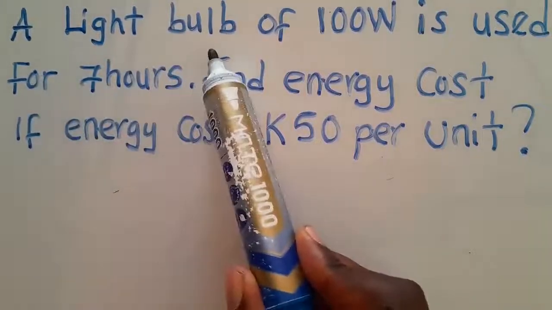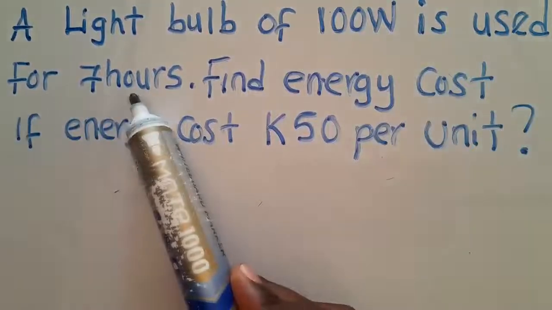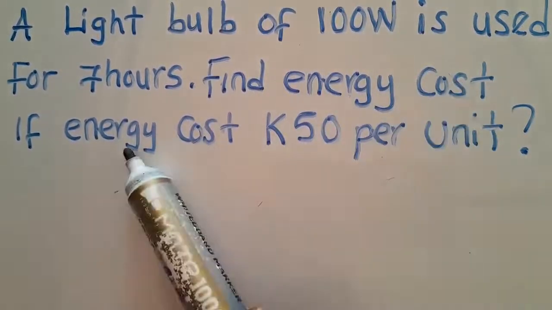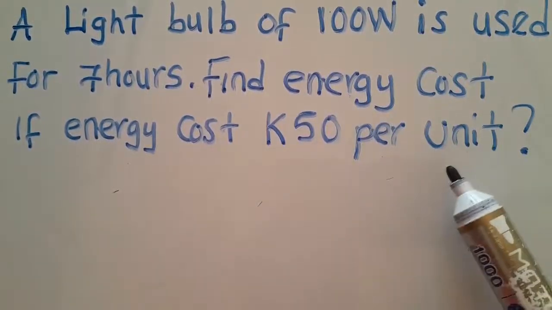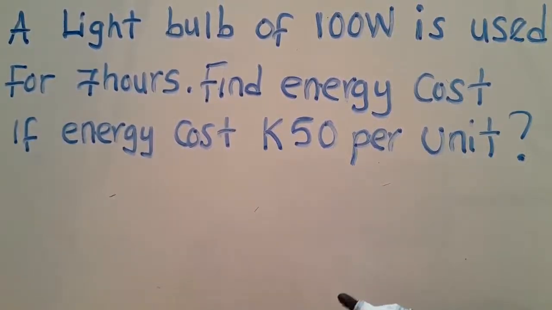A light bulb of 100 watts is used for 7 hours. Find energy cost if energy costs 50 kwacha per unit. This is a question that we have. So how can we answer this question?